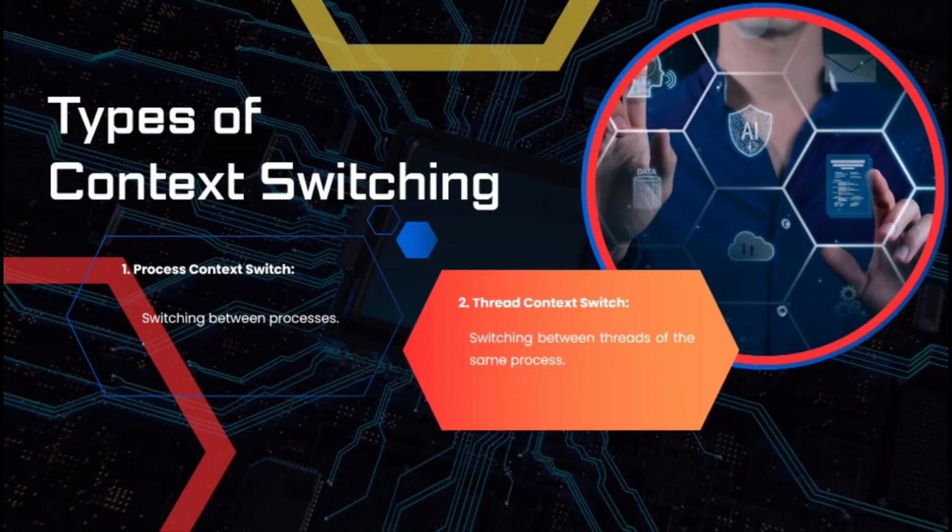Now, types of context switching. There are two types of context switching. First, process context switching. Second, thread context switching. A process context switch involves switching between different processes, while a thread context switch involves switching between different threads within the same process. Both types are essential for the multitasking capabilities of an operating system.